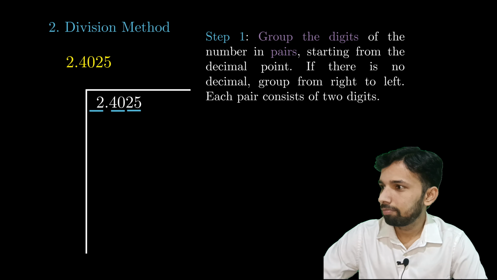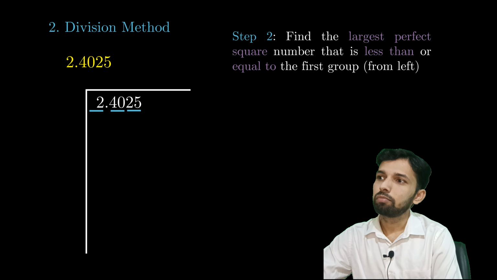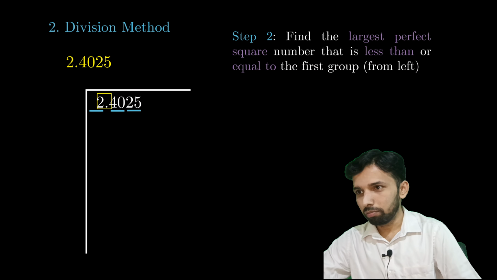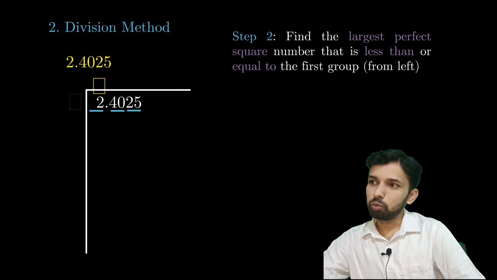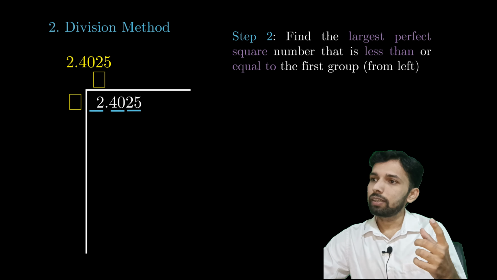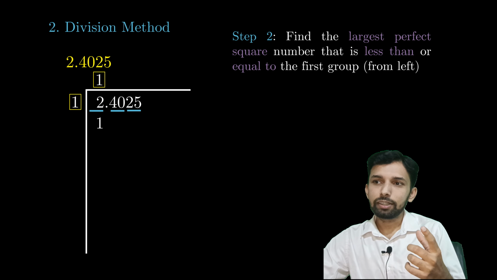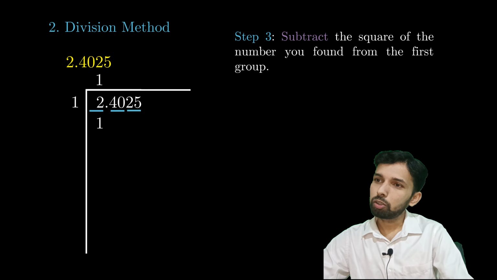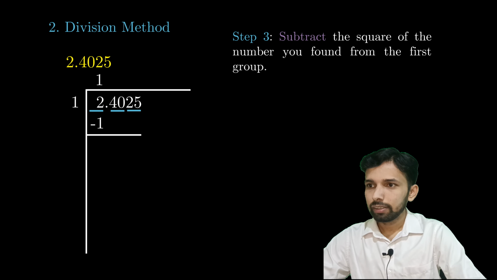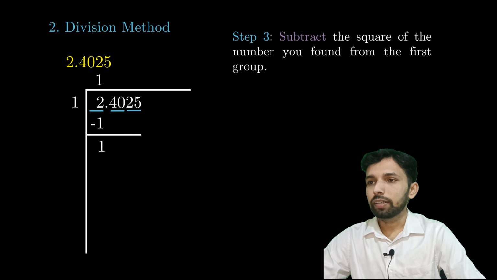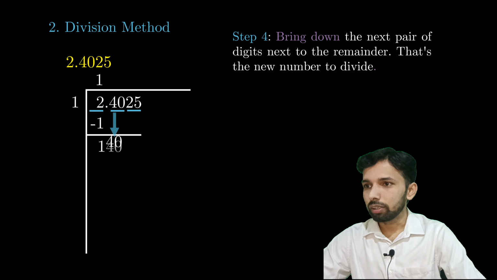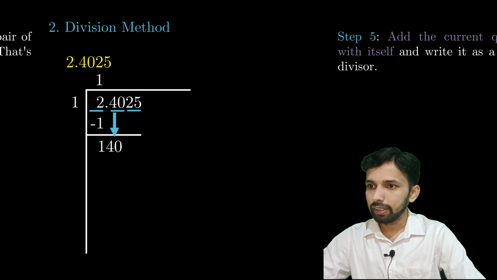Fine. So that's step 1 completed. Step 2, largest perfect square. We all know that we have to deal with 2, and that is 1. The largest perfect square that is less than or equal to the number is 1. So in both the yellow boxes, we'll have 1. Fine, 1 times 1 is 1. Again, we'll subtract. So 2 minus 1 is 1. And then we'll write 1 and we'll bring down the next pair of digits, that is 40, giving us the number 140.